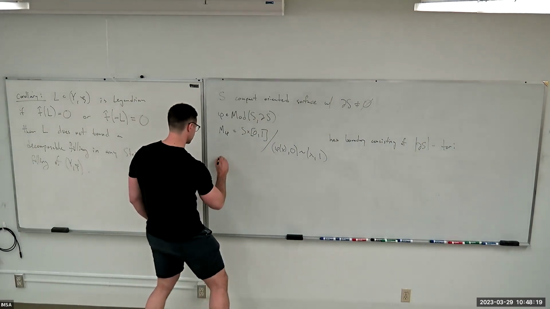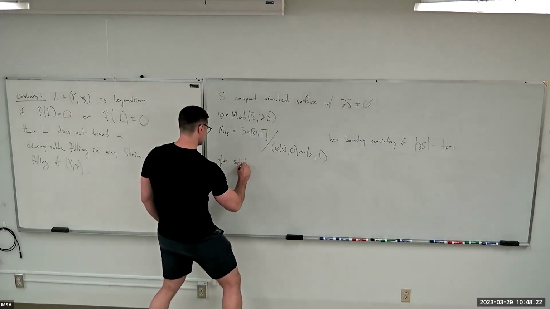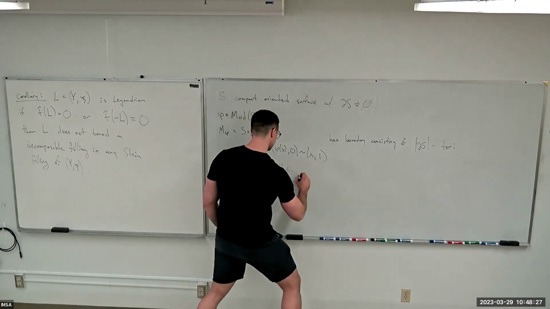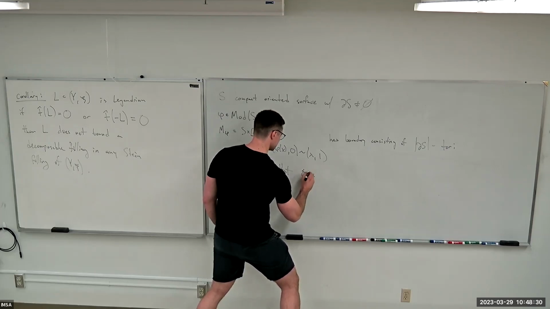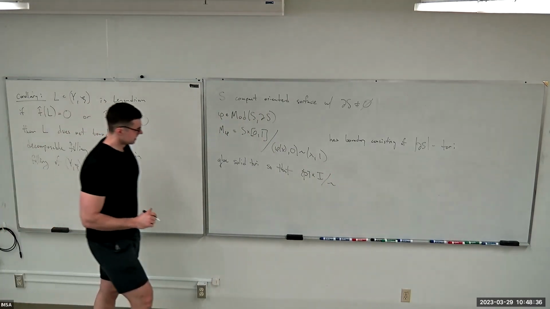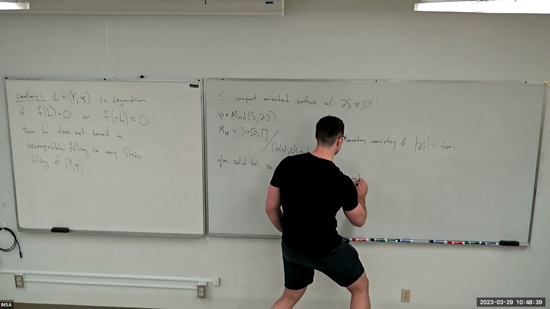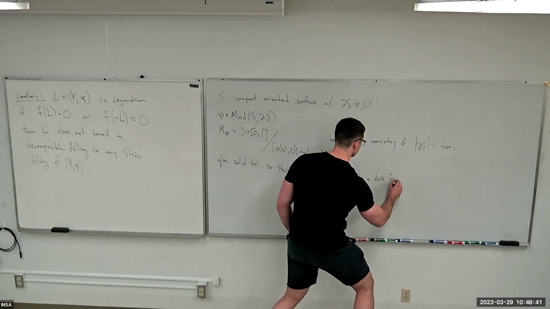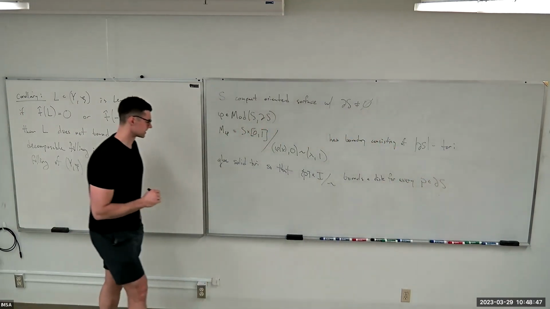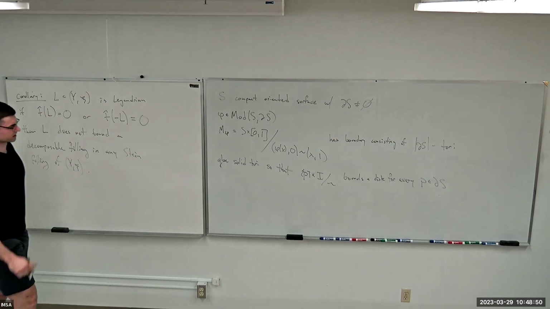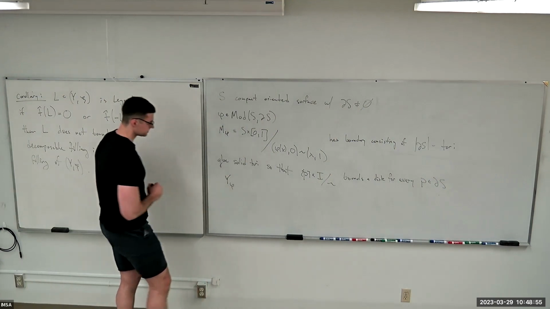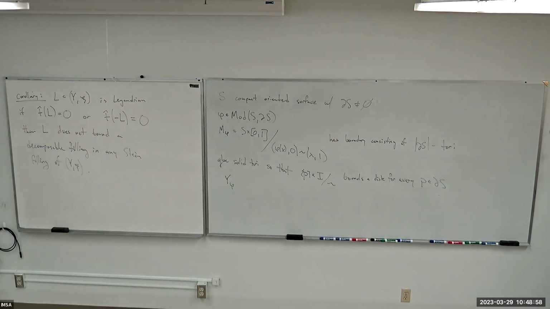Okay. And we're going to glue in solid tori so that p cross I, modulo this equivalence relation, bounds a disk for every point p in the boundary. Okay. And we're going to get some closed three-manifold. I'll call it Y sub phi, the monodromy.